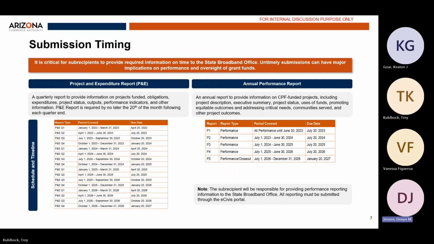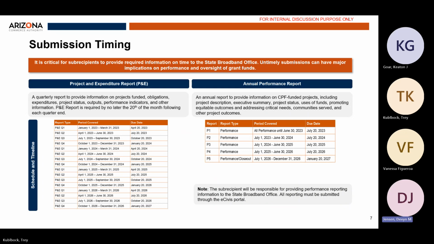Now we'll take a look at the submission timing. It is critical that as a subrecipient, you provide the required information on time to the State Broadband Office. The State Broadband Office is required to review the information that's being provided in the reports and has a very quick turnaround to provide the completed forms to the Governor's Office. The Governor's Office then has to provide these reports to the Treasury by a certain date. Any untimely submissions can have major implications on oversight of grant funds.